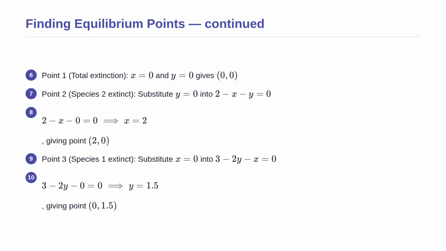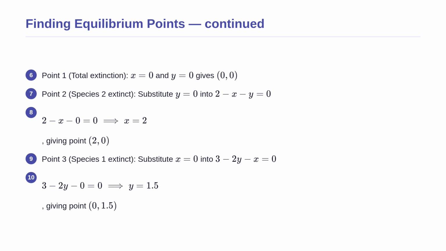Continuing with our conditions, we now find all combinations to locate every equilibrium point. The simplest combination is when both x and y are 0, giving us our first point at the origin. This represents total extinction.